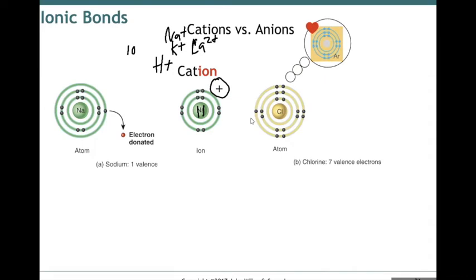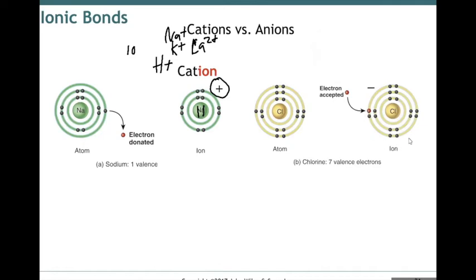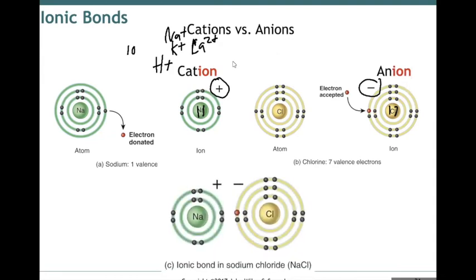So what does it do? It's going to find one somewhere, and then it'll have a complete outer shell. But it finds itself in the same position, because it's got 17 electrons versus the 18 protons. So it's got a negative charge, because electrons are negative, whereas the protons are positive. So that is a what? An anion. They're both ions. One's a cation, one's an anion.